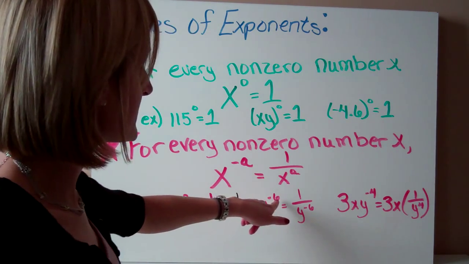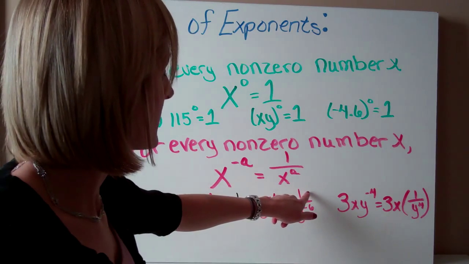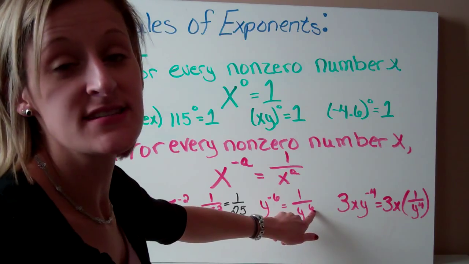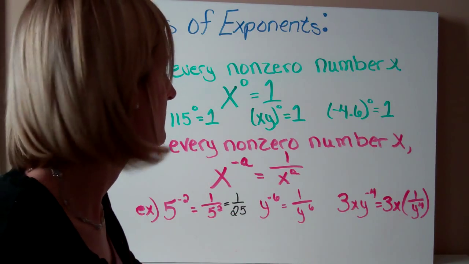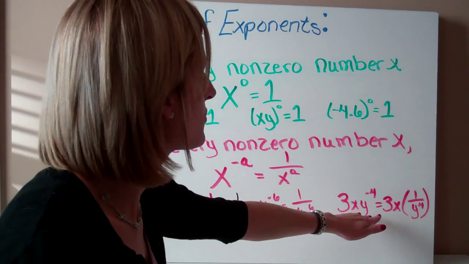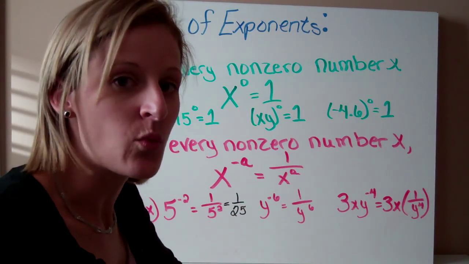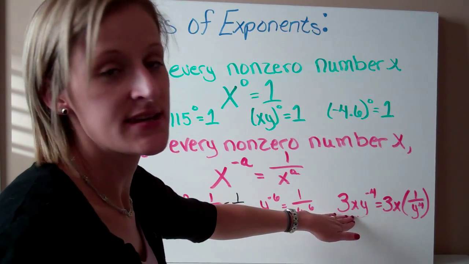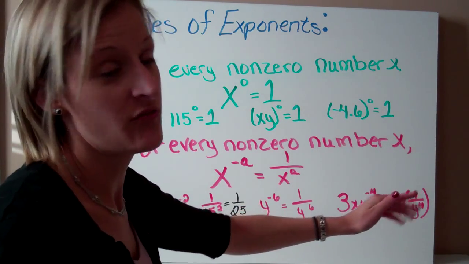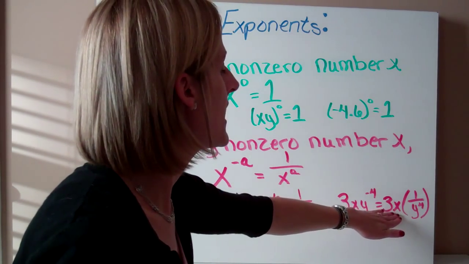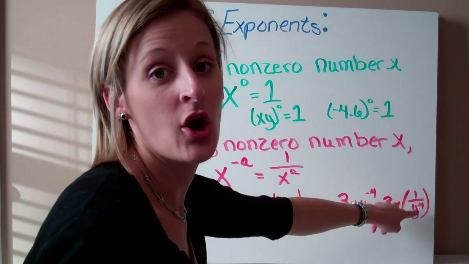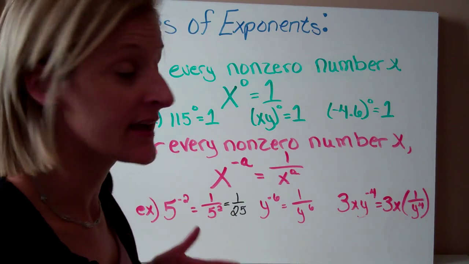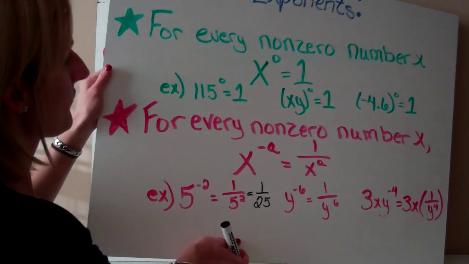Okay, y to the negative 6. Again, to make it positive, I do 1 over y to the 6. Notice my exponent becomes positive here. Now with this one, 3xy to the negative 4th, just the y is to the negative 4th. So remember, when I write it like this, it means 3 times x times y to the negative 4th. So I'm going to do 3x and then multiply it by 1 over y to the positive 4, and that way I get rid of my negative exponent.